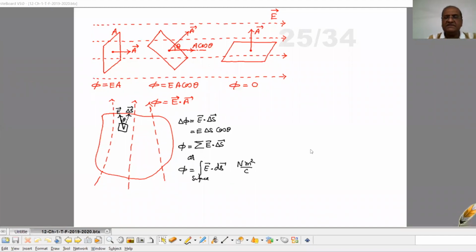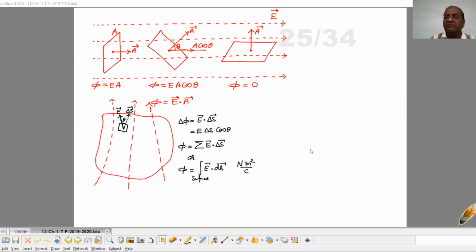Now let's discuss the topic electric flux. Now see, we define electric field like this: electric field intensity at any point is the total number of field lines passing through unit surface area at that point perpendicular to that area.